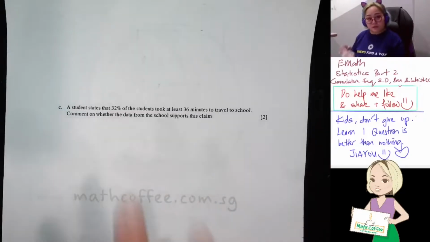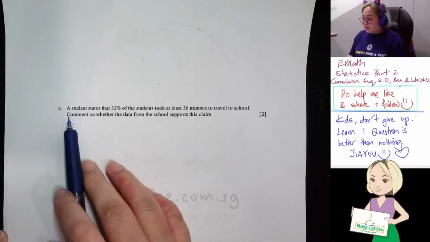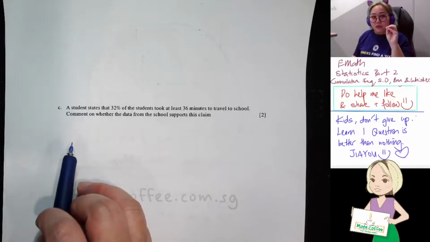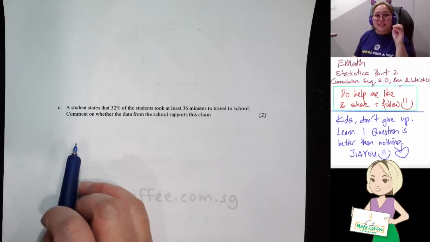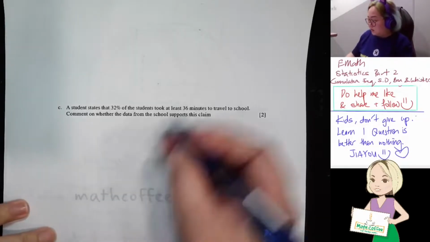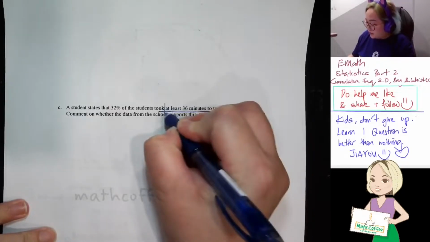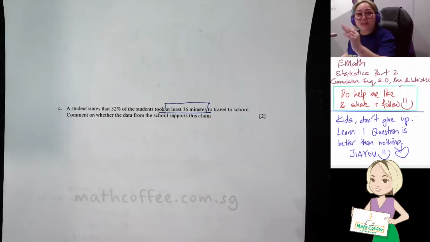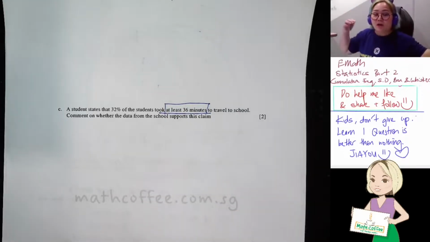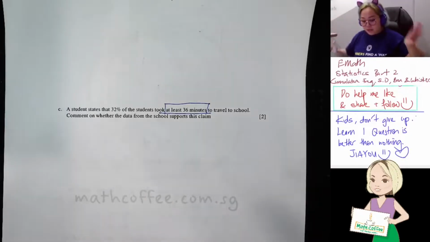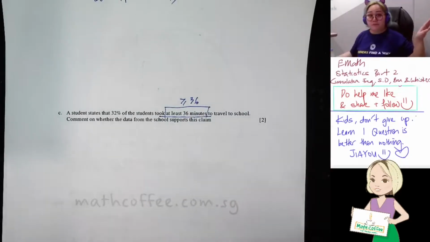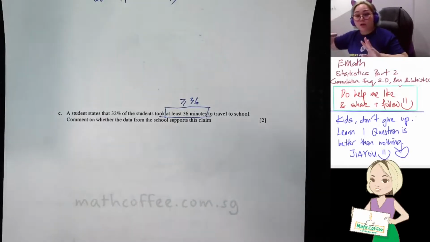Next, this one, take note. Keyword. They say a student states that 32% of the students took at least 36 minutes. This one, at least 36 minutes. So you need to digest a little bit about this. At least 36 minutes, is it talking about 36 and below, or is it talking about 36 and above? You need to know that at least 36 minutes means it's more than or equal to 36. Above, more than or equal to 36.